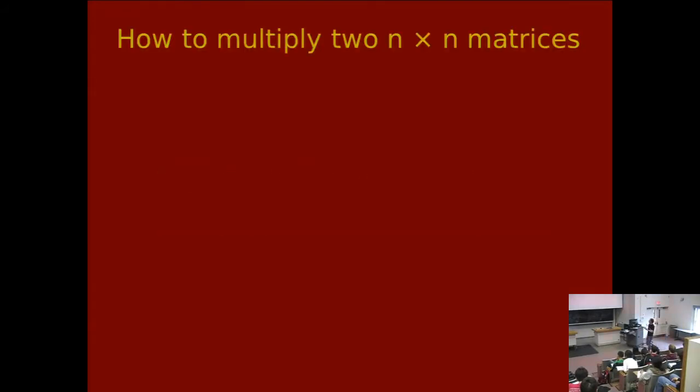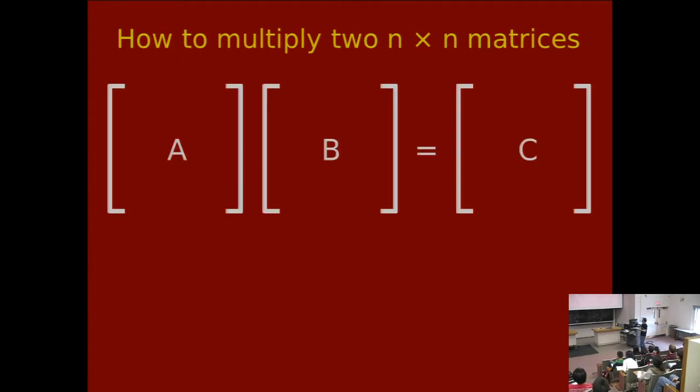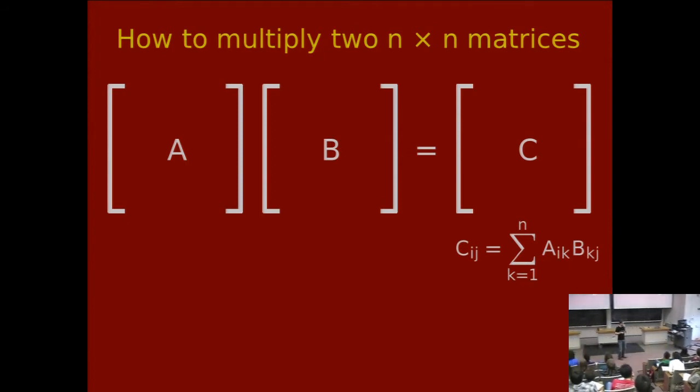So the question I want to end with is the discussion of how to algorithmically multiply two n by n matrices. At first, it doesn't look like a very interesting question. If you have two matrices, A and B, and you want to get C, you know the algorithm, right? You do this row dot this column to get this entry, and this row dot this column to get this entry. Here's the formula. The ijth entry of C is this dot product of the ith row of A and the jth column of B.